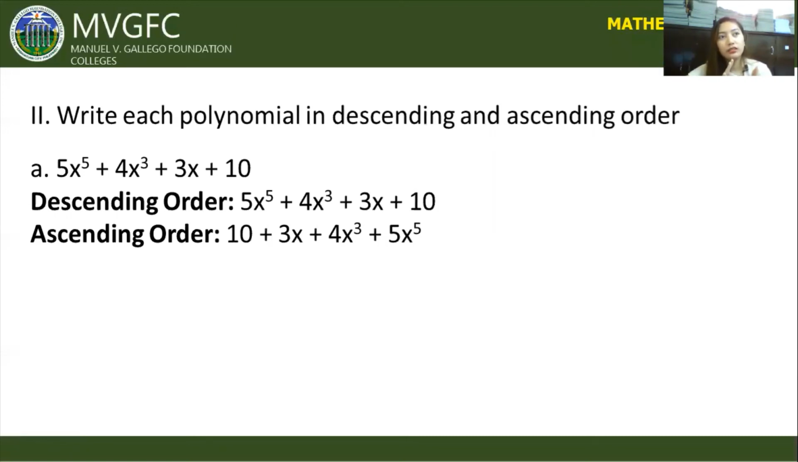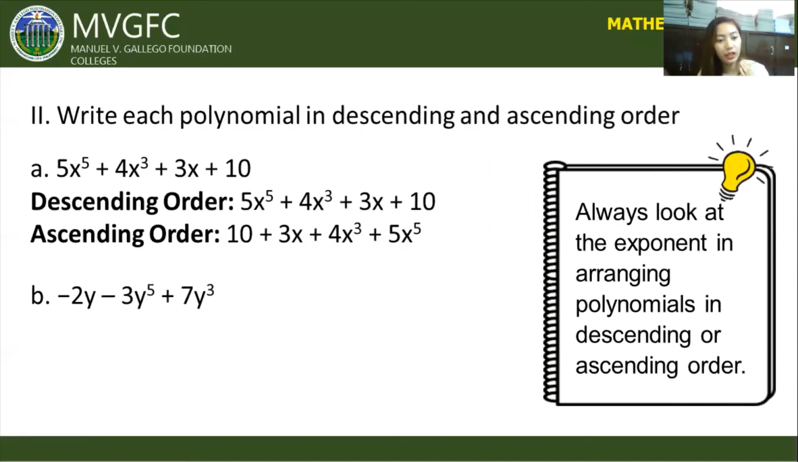So, the thing that you need to remember is to look at the exponent of your terms. For example, the exponent in 5x raised to 5 is 5. In 4x cubed it is 3. For 3x, we have 1. So, meaning to say, it is descending because you're starting from the highest exponent down to the smallest exponent. Same with ascending order, from smallest to the highest exponent. Okay, so let us try letter B.